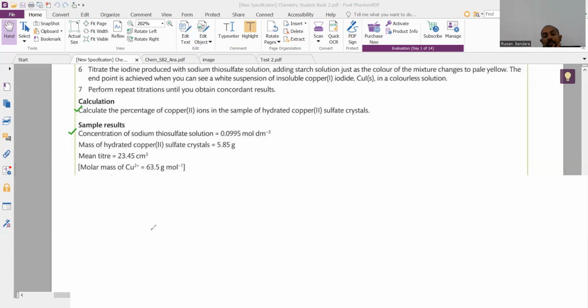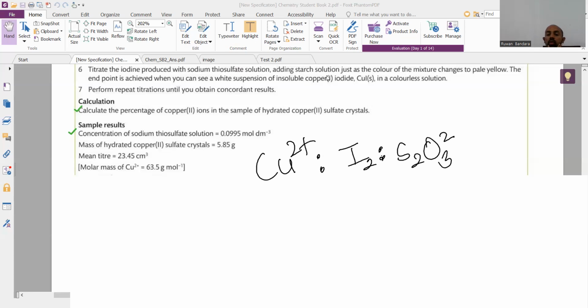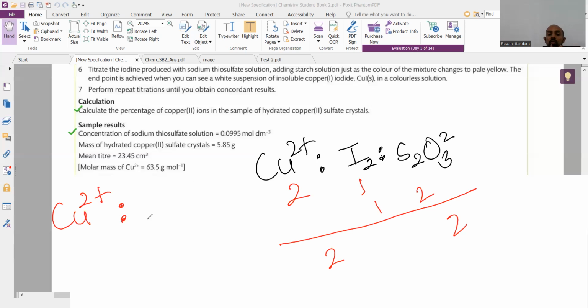Right. So as I told you, you are titrating the produced iodine with thiosulphate, and iodine is produced from copper 2 plus. So the ratio between copper 2 to iodine is 2 to 1, and iodine to thiosulphate is 1 to 2. So the ratio between copper to thiosulphate will be copper 2 plus to thiosulphate, ratio is 1 to 1.